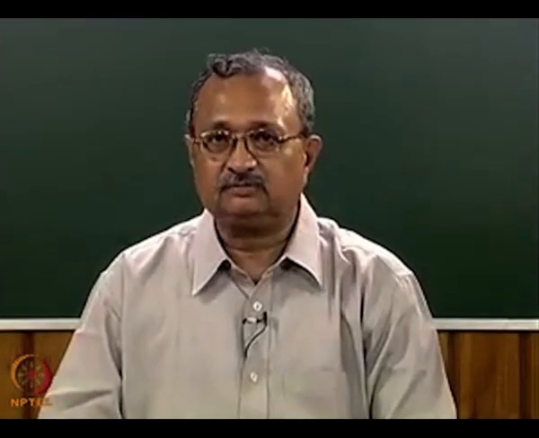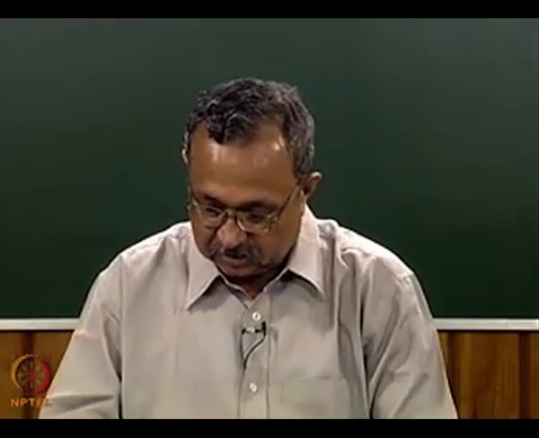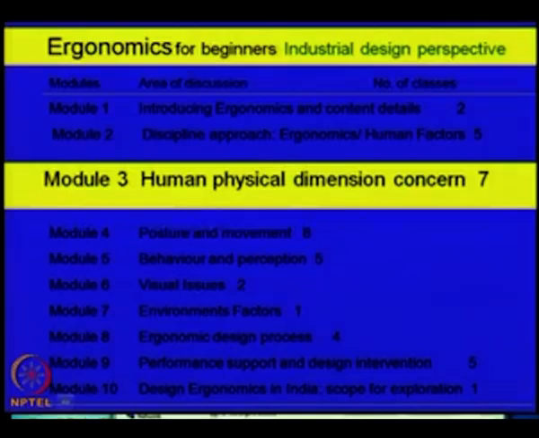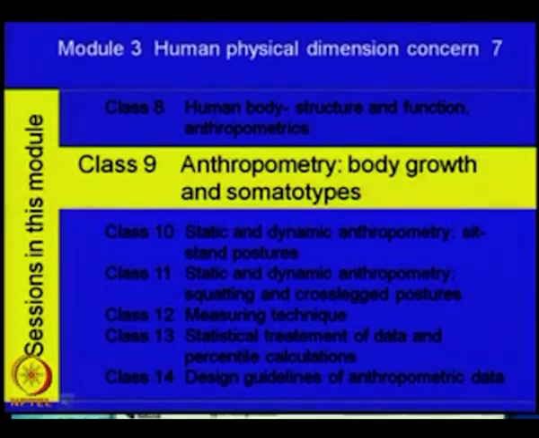Welcome to today's session number 9 in Ergonomics for Beginners: Industrial Design Perspective. Now, this is under module 3, that is human physical dimension concerns, and out of 7 classes, today's session, there is in total number of classes, this is the 9th class. Here today we are going to discuss anthropometry and the basics of anthropometry, that is human body growth and somatotyping.